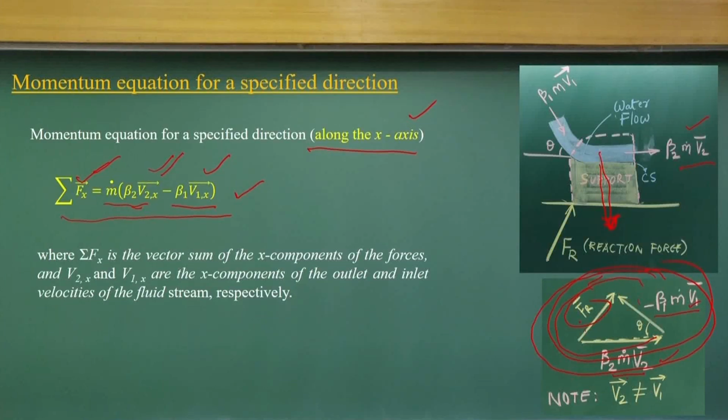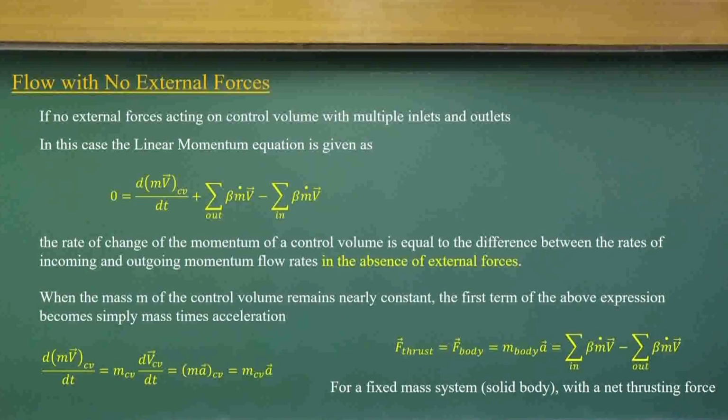If there is no change in the velocity direction or magnitude, then there is no force acting on this. Now, there is another set of problems we solve where there are no external forces, very simplified cases. In that case, if I use the linear momentum equation, the sum of the forces will be 0.